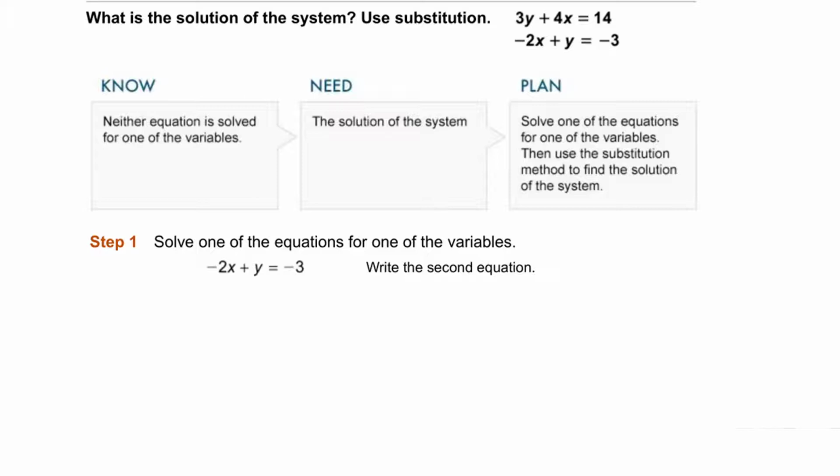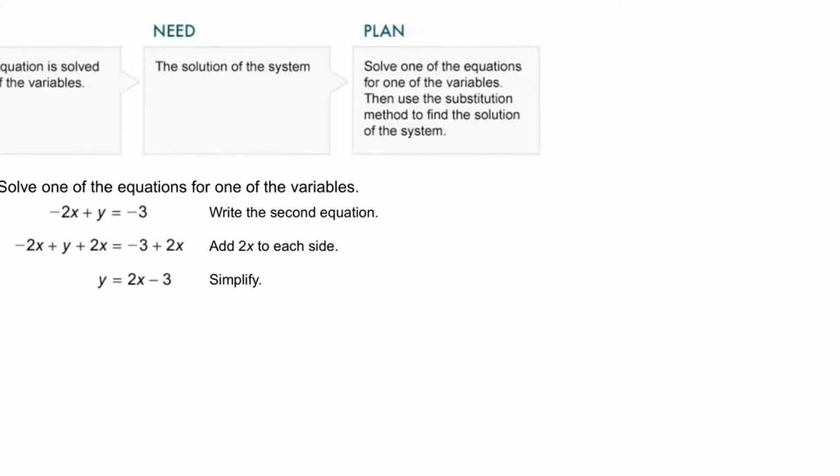That'd be what I would choose as well. It's up to you which equation you choose to solve. So again, choose the one that seems the simplest to work with. So we'll take negative 2x plus y equals negative 3, rewriting the second equation. Add 2x to each side to isolate y, and find that y equals 2x minus 3.